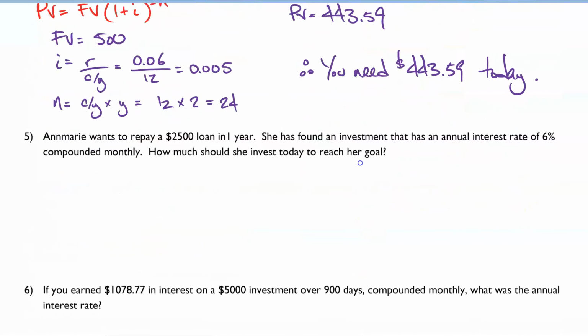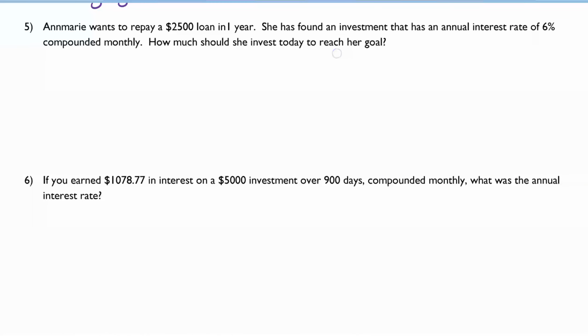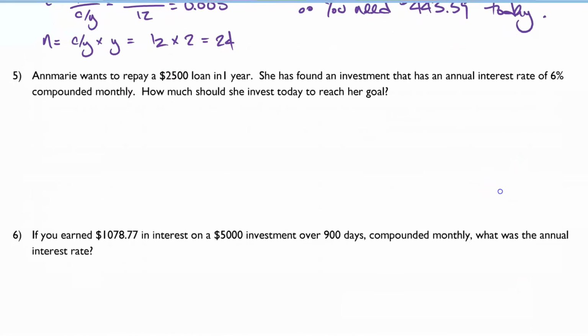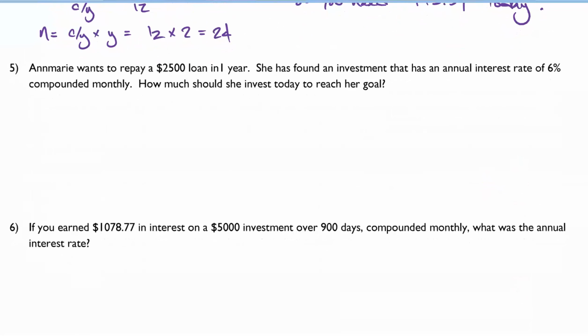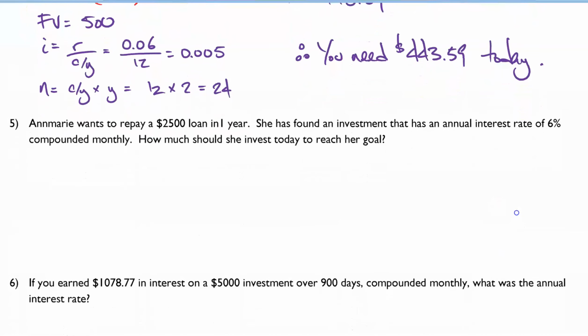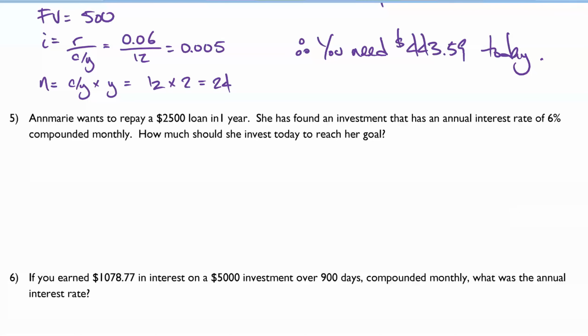All right. We got a couple more. Anne-Marie wants to repay a $2,500 loan in 1 year. She has found an investment that has an annual interest rate of 6% compounded monthly. And how much should she invest today to reach her goal?